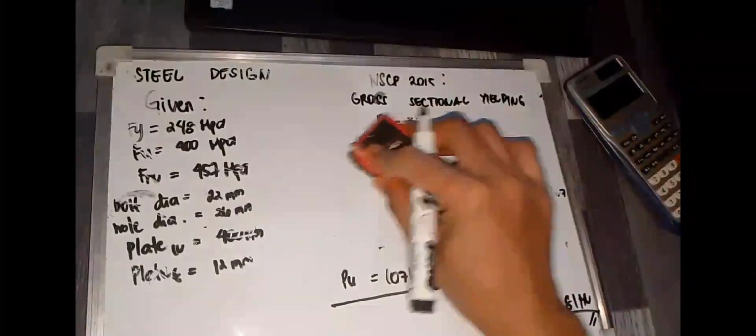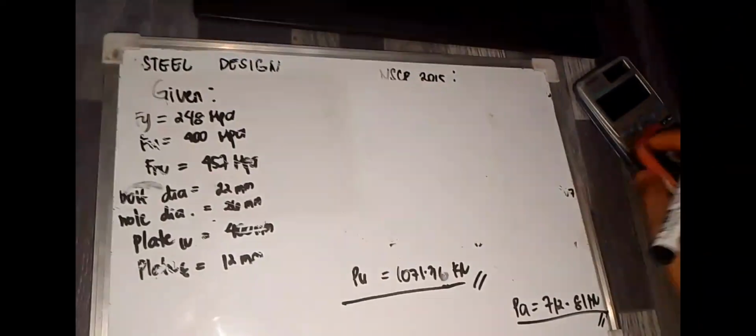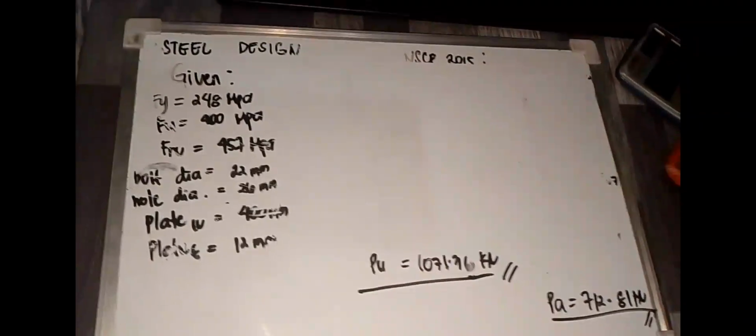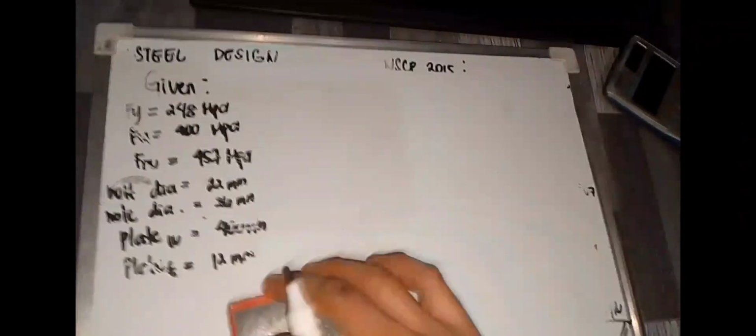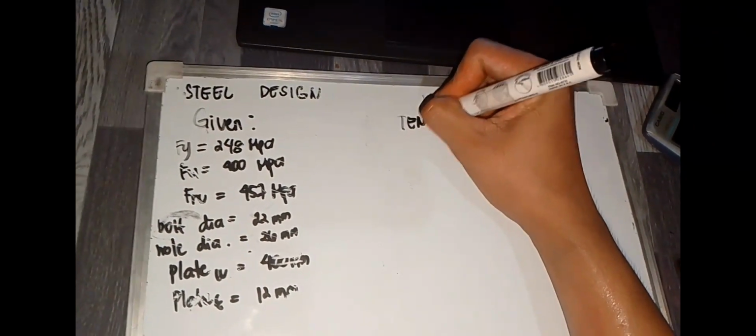So erase. The second check is the tensile rupture strength.